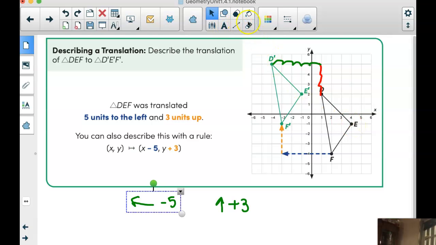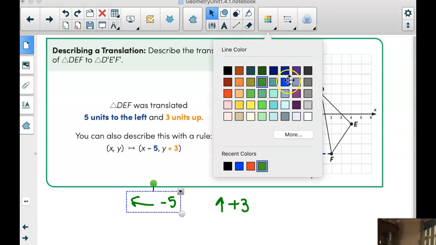Let's try it again. Let me pick a funkadelic color. You're a funkadelic.